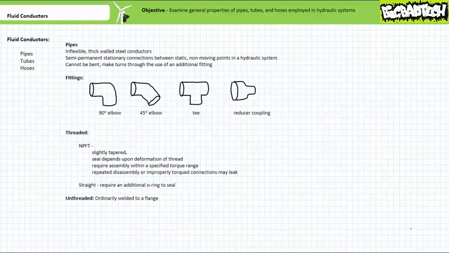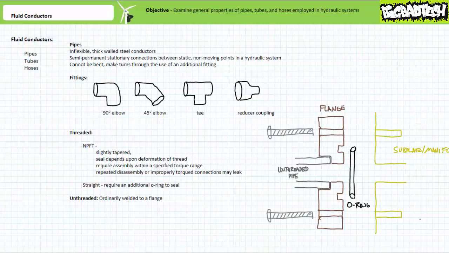Pipes with straight threads, in contrast, are not tapered and rely upon an additional O-ring to seal the connection. Unthreaded pipes, in contrast, obviously have no threads and are customarily welded to a flange, and the flange is then bolted to a subplate or manifold to provide a sturdy, leak-free, yet comparatively difficult to disassemble connection.